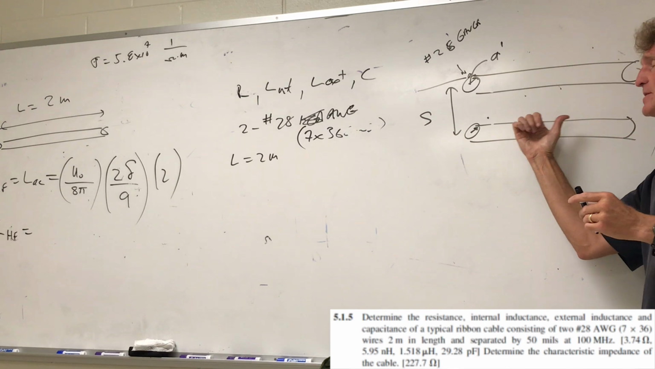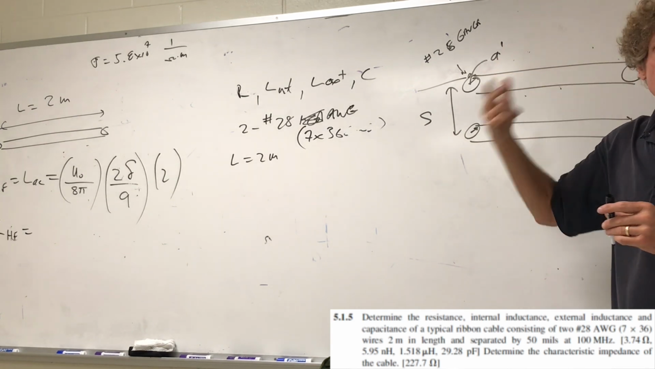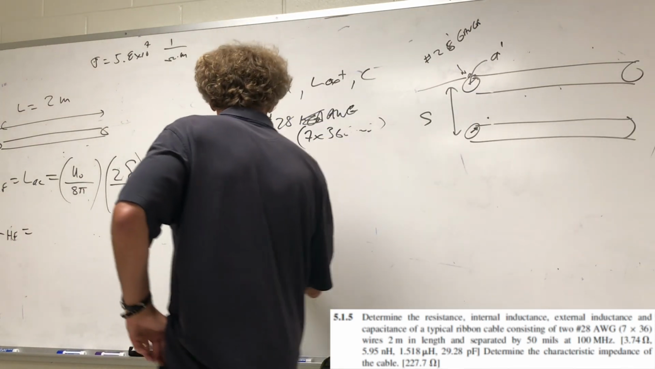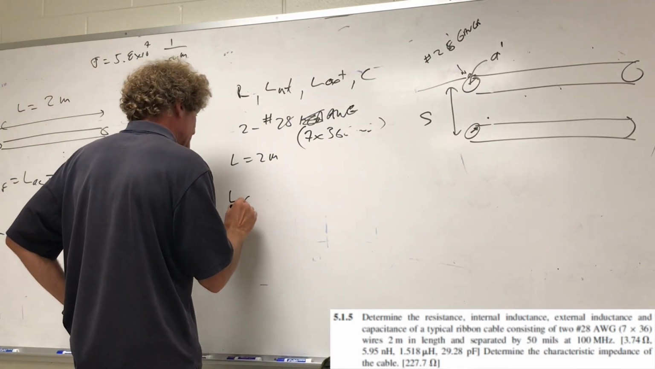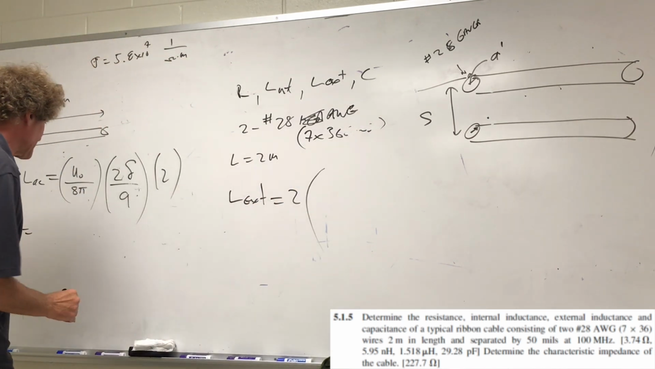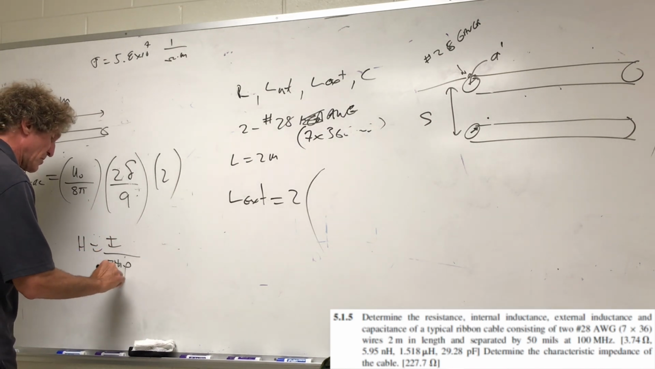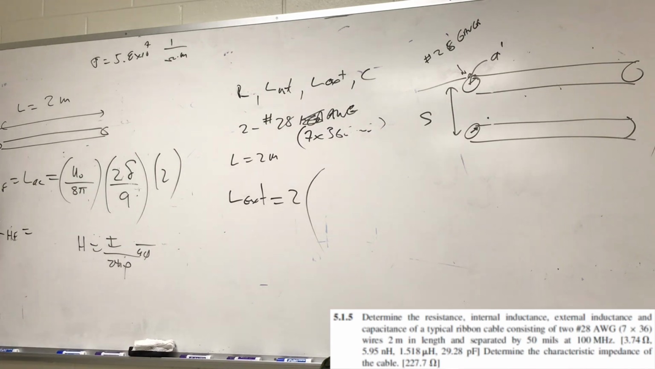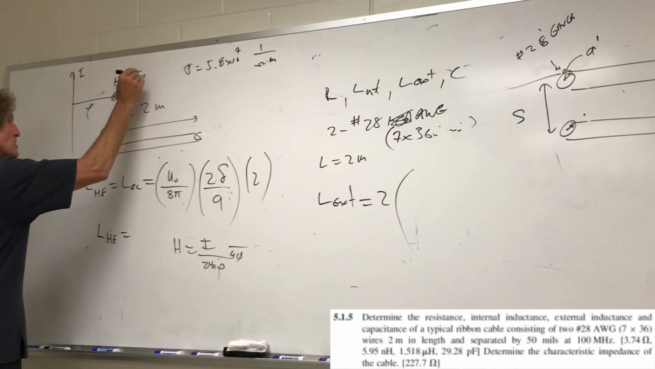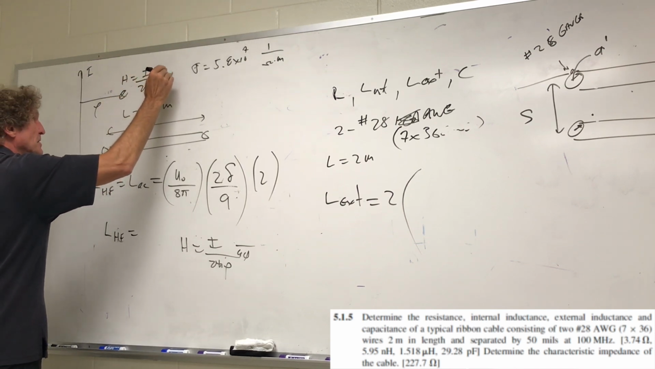Current flowing down this way, flux out of the board. Current flowing down this way, flux out of the board. The flux is additive. Now you find out that the external inductance is going to be the length 2. And then it's going to be, do you remember that the H field itself is I over 2 pi rho. From a straight wire, if you just had a straight wire with a current I and I'm a distance rho away, the H field here would be proportional to I over 2 pi rho, because that's the circumferential distance, would be the A phi direction.